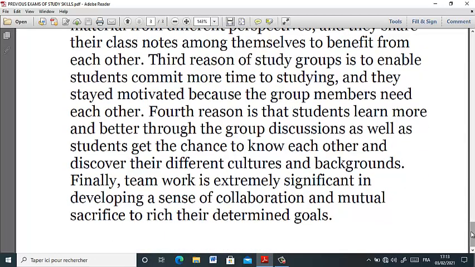Fourth reason is that students learn more and better through the group discussions, as well as students get the chance to know each other and discover their different cultures and backgrounds. Finally, teamwork is extremely significant in developing a sense of collaboration and mutual sacrifice to reach their determined goals.